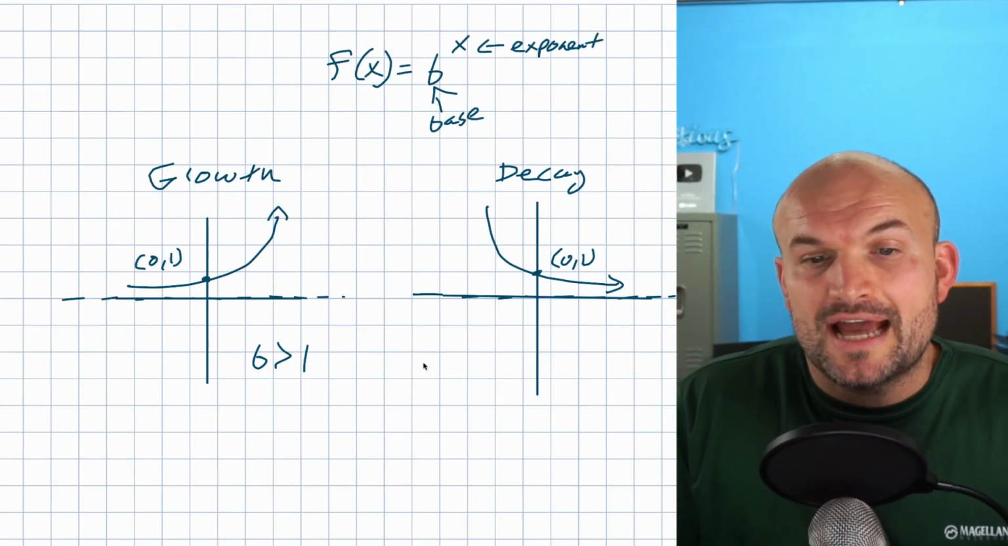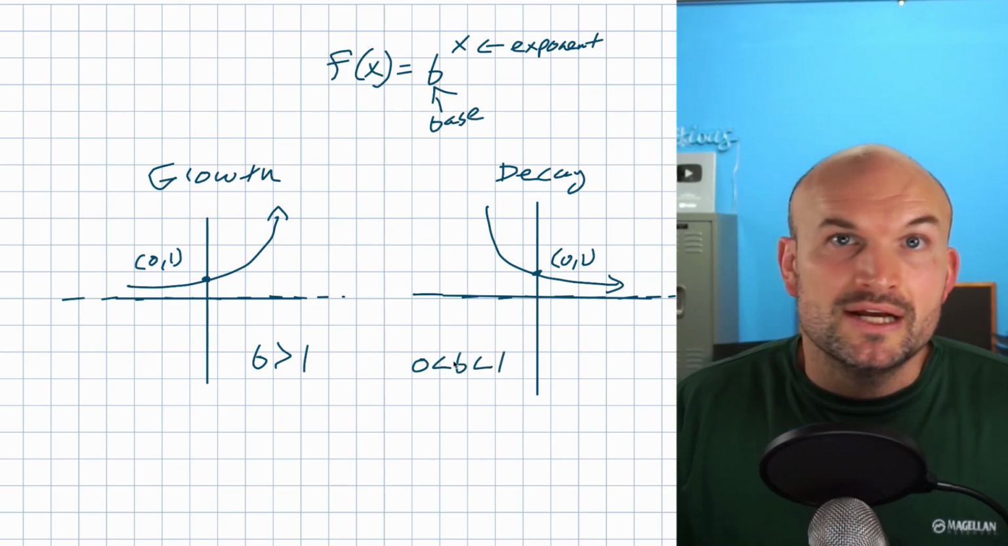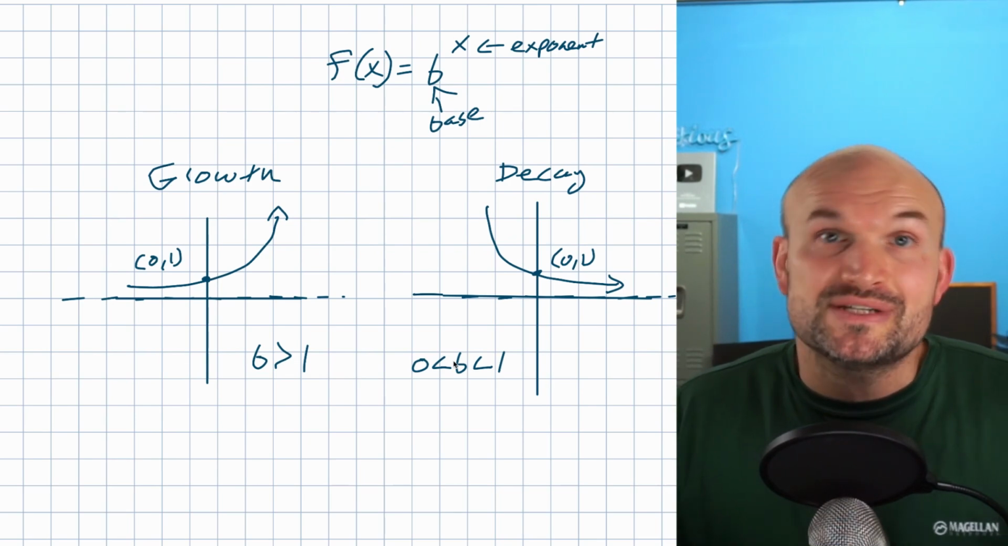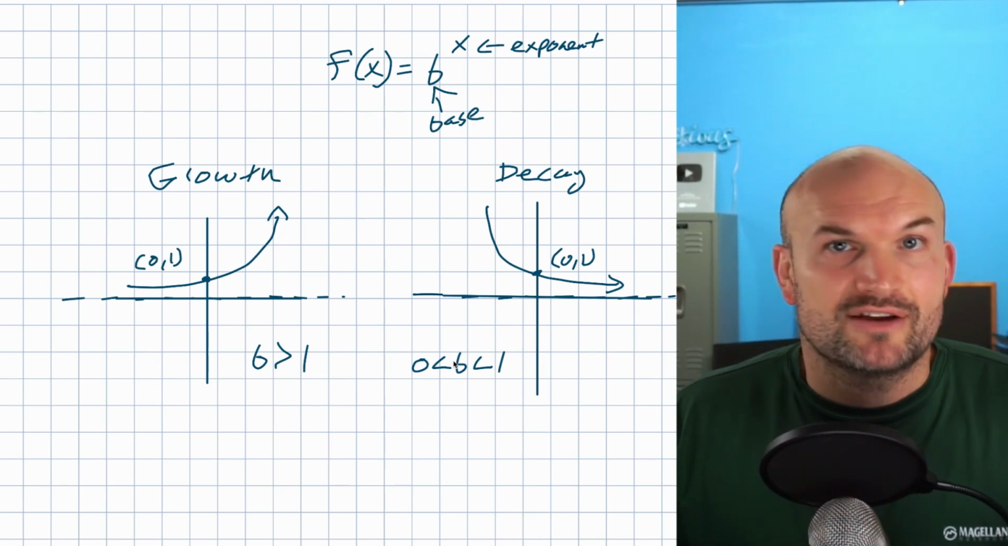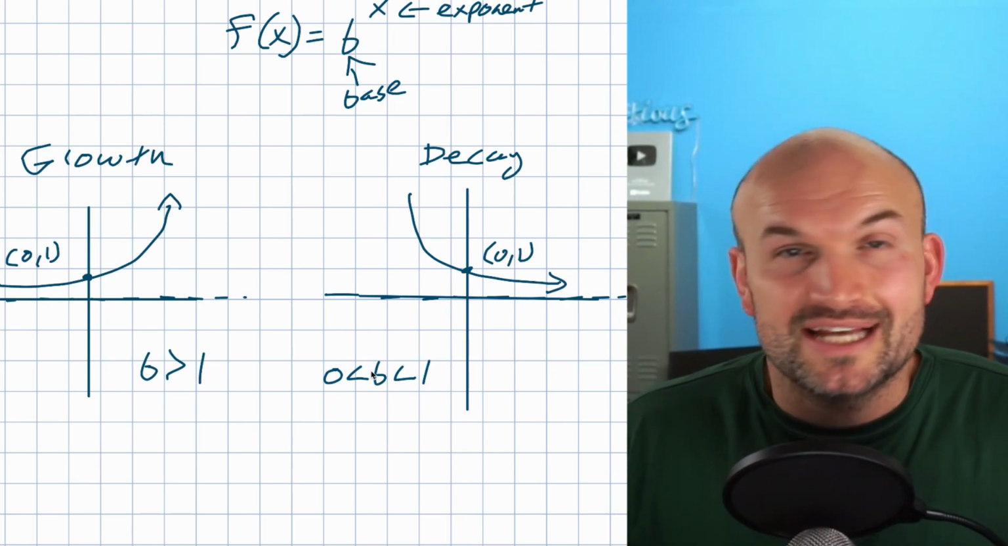Now, the decay functions happen when I have a b which is greater than 0 but less than 1. So typically that's going to be a fraction. But don't get caught up with a mistake: just because you see a fraction doesn't mean it has to be less than 1, because there are fractions that are greater than 1, like 5/3. Remember, if you can take the fraction and write it as a mixed number, it's going to be larger than 1.